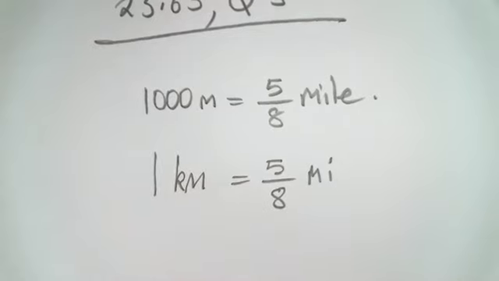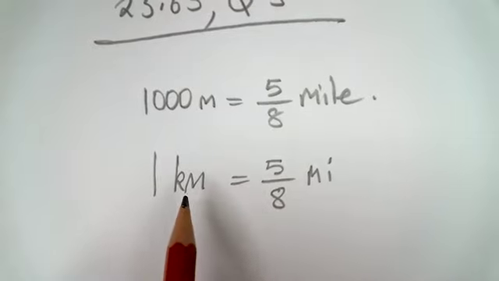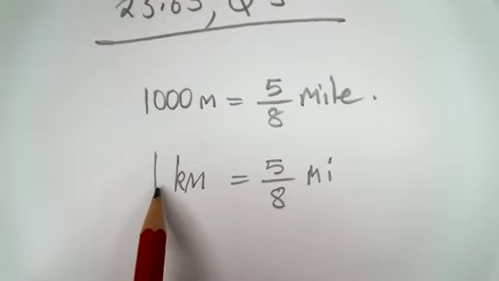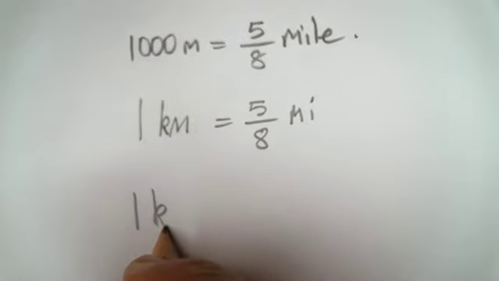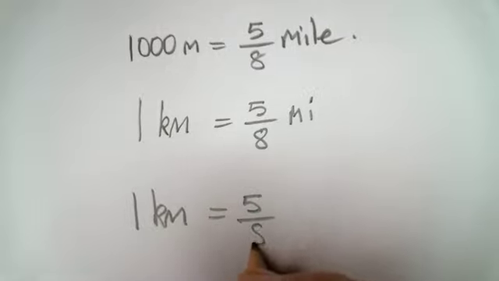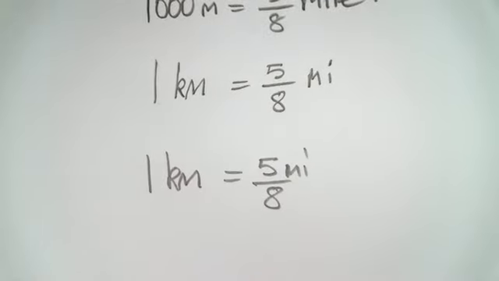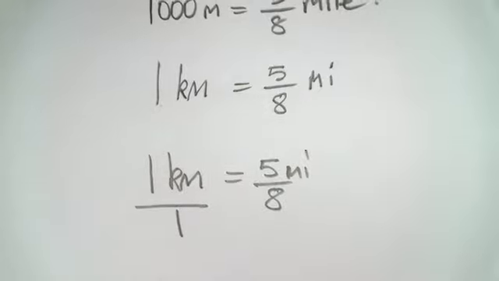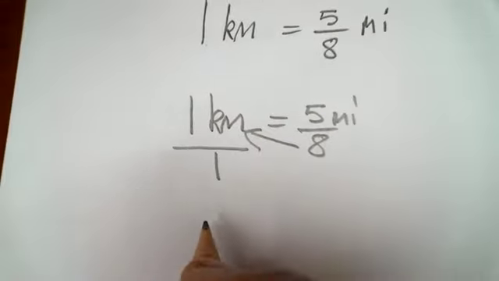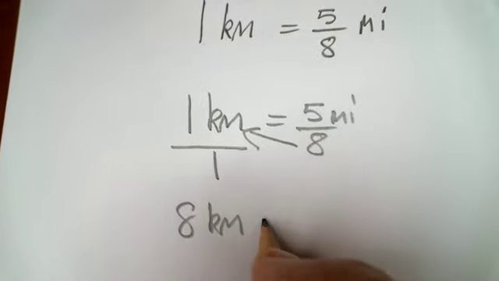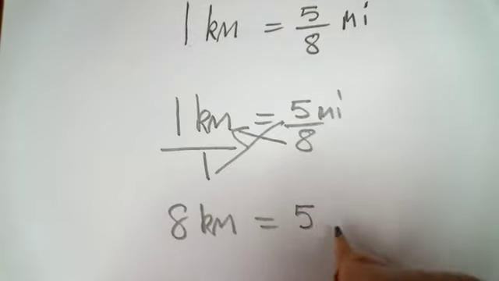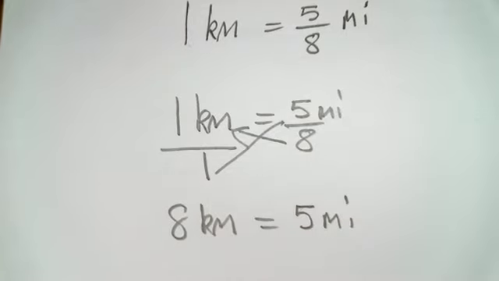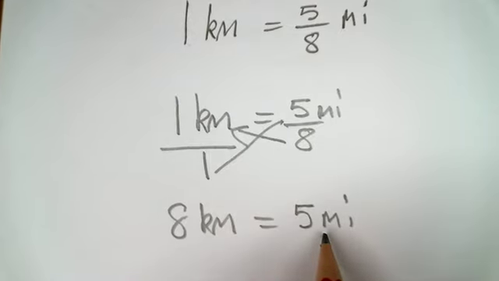So if we wanted to find out the relationship between not kilometers to miles, but miles to kilometers, we could simply use a little bit of algebra and do a bit of cross multiplication. So I've got 1 kilometer is equal to 5/8 times mi for mile. Let's cross multiply. So I'm going to have 8 times 1 kilometer, that's 8 kilometers is equal to 1 times 5, which is 5 miles. So we know that 8 kilometers does in fact equal 5 miles. Well, that's also interesting to know.